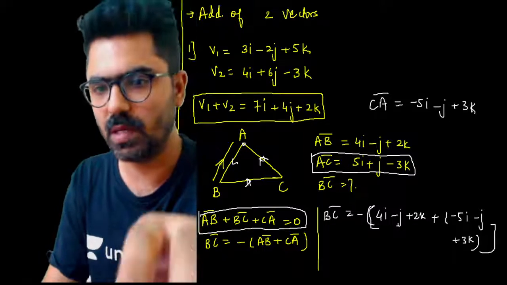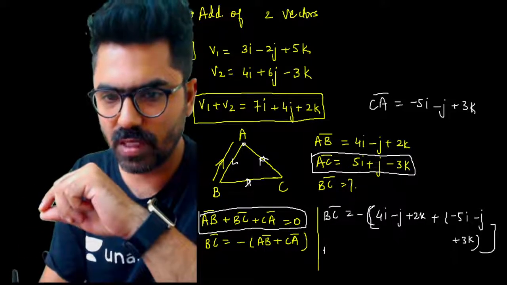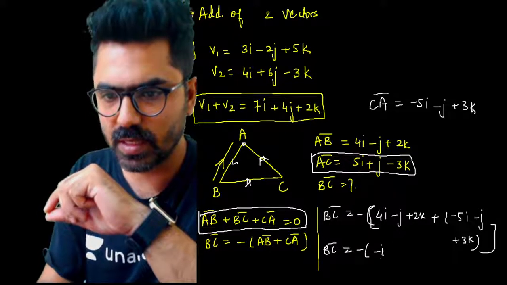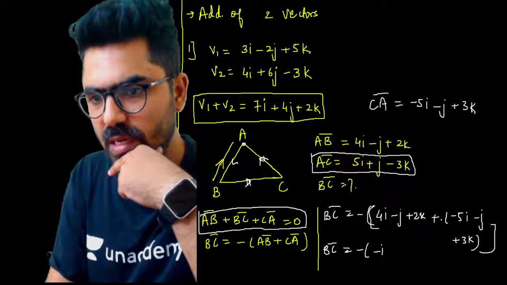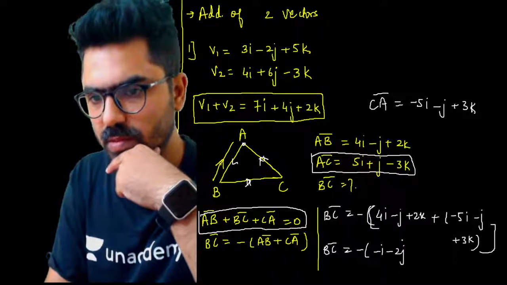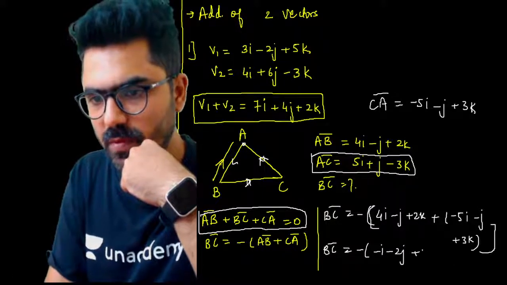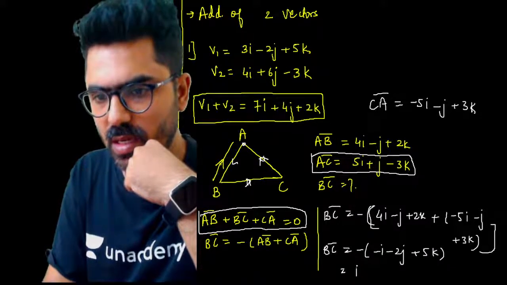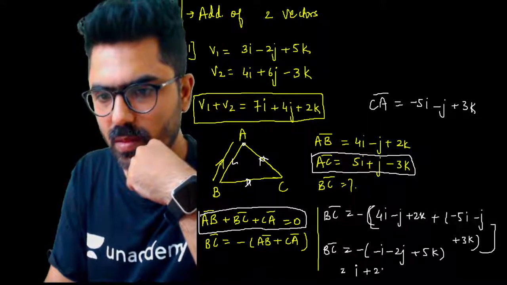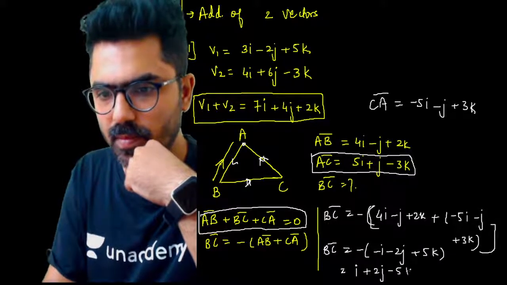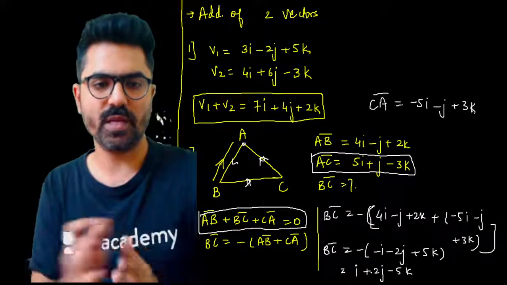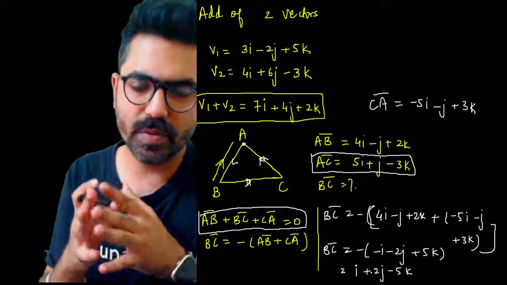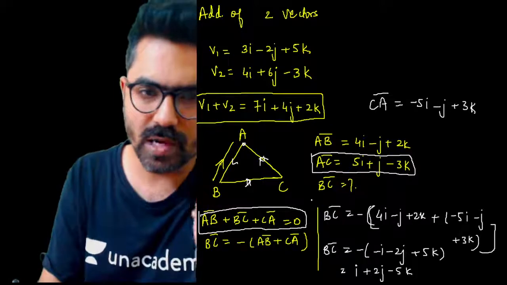The net displacement comes over here. From this you can find the BC vector. Let's write that also. 4 minus 5, which is minus i, then minus j and minus j, it becomes minus 2j, then 2k plus 3k, it becomes 5k. Again you multiply this minus inside, you will get i plus 2j minus 5k. This is what we are getting. So it's a very basic operation, very basic thing to add the two vectors.